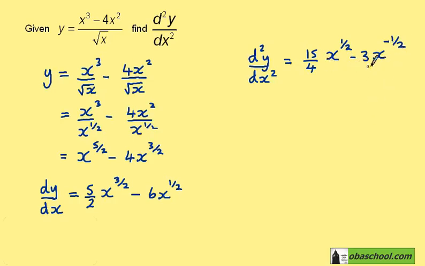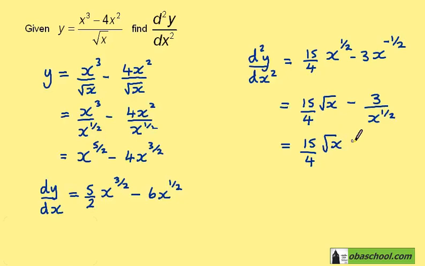We have differentiated now, but we might want to tidy. And to do so, we know that x to the half is the square root of x. And for the second term, the 3 stays on top, and we can put x to the minus a half on the bottom as x to the half. And of course, we know that x to the half is the square root of x.